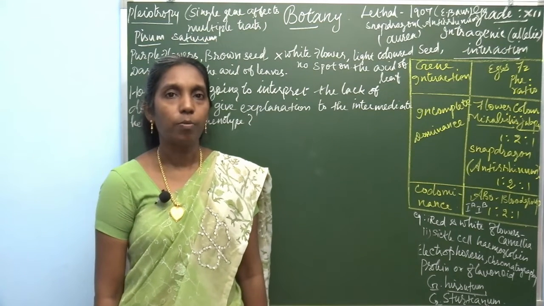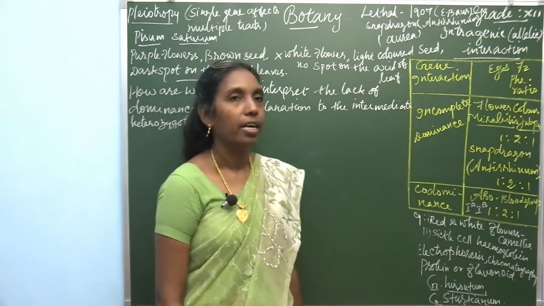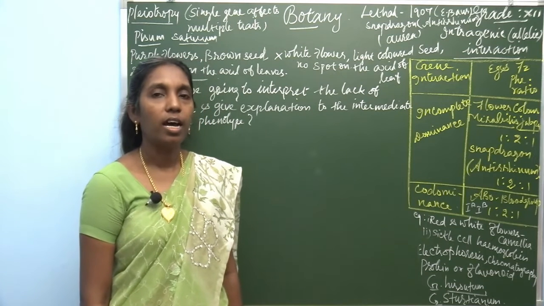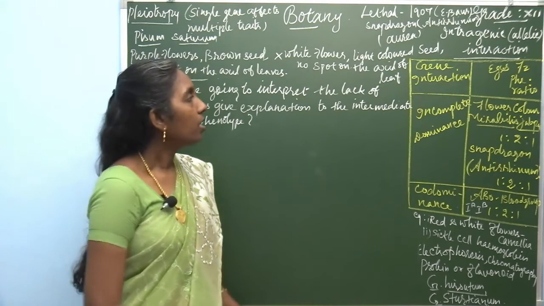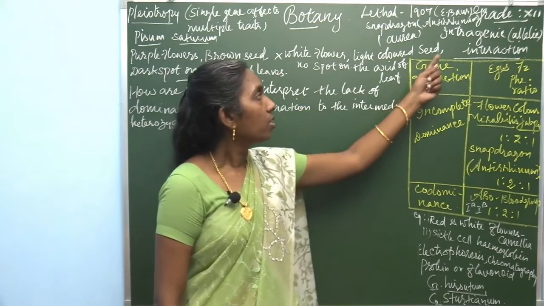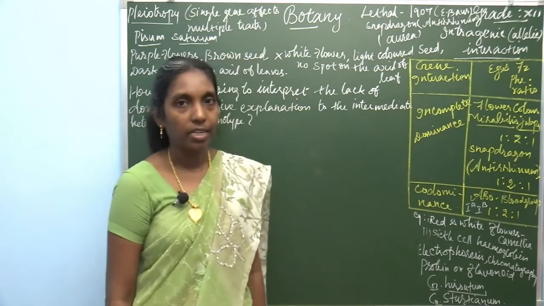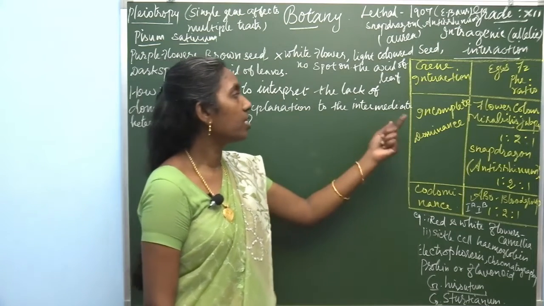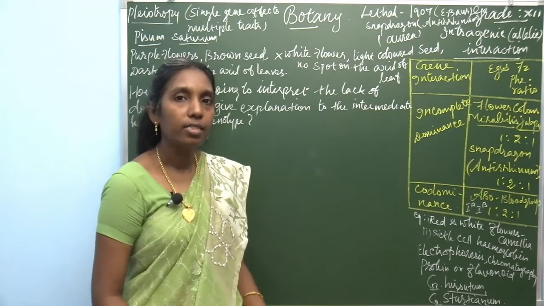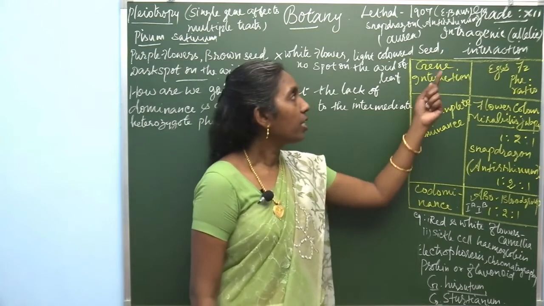Let's move to the next topic, intragenic interaction. Intragenic interaction is otherwise called allelic interaction. In the previous class, we discussed intragenic interactions with one example, that is incomplete dominance. Let's see today what the other examples of gene interaction are.